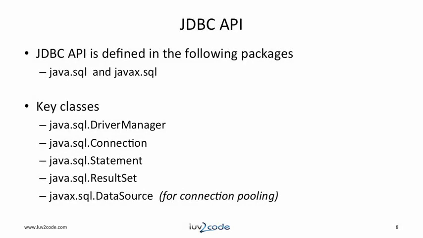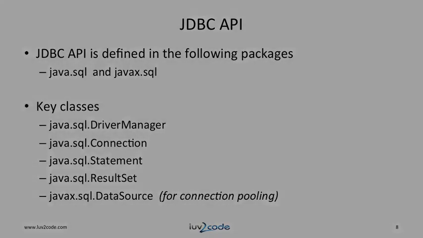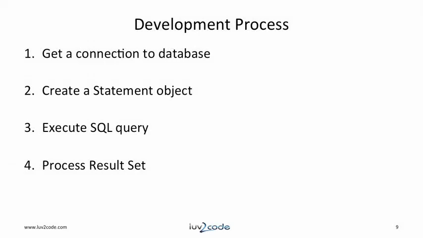The JDBC API is defined in two packages, java.sql and javax.sql. The key classes in the API are DriverManager, Connection, Statement, ResultSet, and also DataSource, which is primarily used for connection pooling. Let's go over the actual development process. Basically, the first thing you need to do is get a connection to a database, and then from there you need to create a statement object. Then we'll execute a SQL query, and finally we'll process a result set.